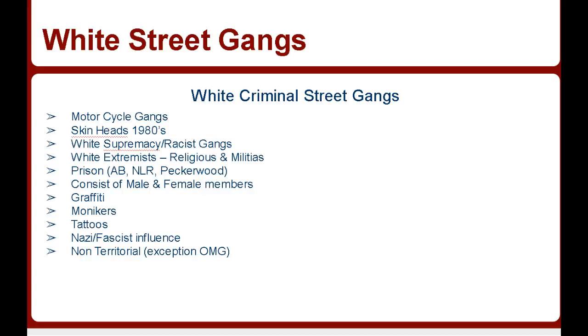You have your white extremists, your militias, their ideology revolves around religion or politics in a way. These really aren't street gangs, but nevertheless, you still have areas that are controlled by these different groups. There's direct affiliation with the Aryan Brotherhood, the Nazi Lowriders, the Peckerwoods, who are prison gangs, AB controlling all of those. Your white gangs can consist of both male and female.